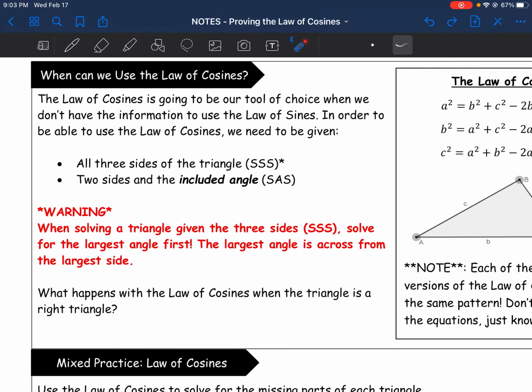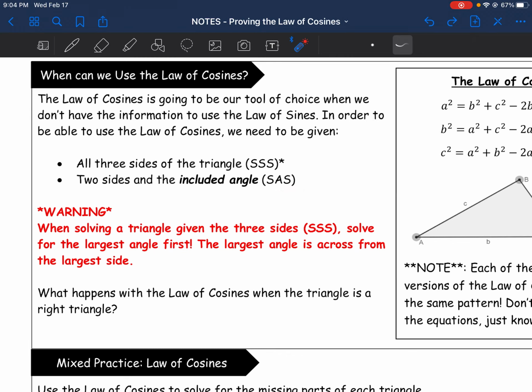But basically, let's talk about when we can use the law of cosines, and then we'll look at a couple of examples. So when we can't use the law of sines, we're going to turn to the law of cosines. The law of cosines can be used when we know all three sides of a triangle, or when we have side, side, side. The law of cosines can also be used when we have two sides and the included angle. It's very important that it's the included angle, so that's side angle side.